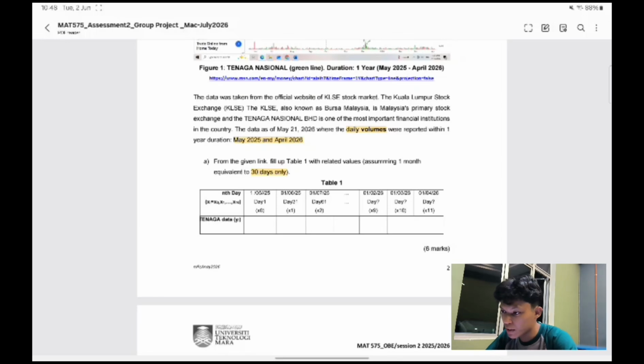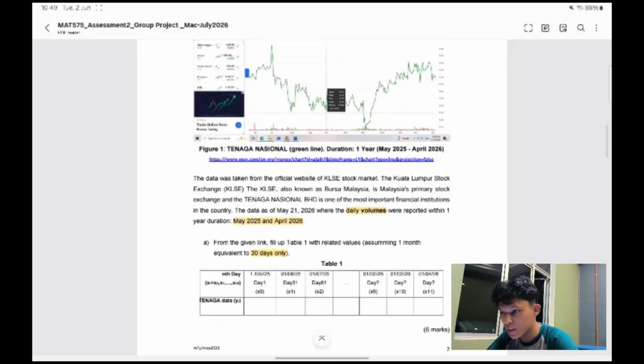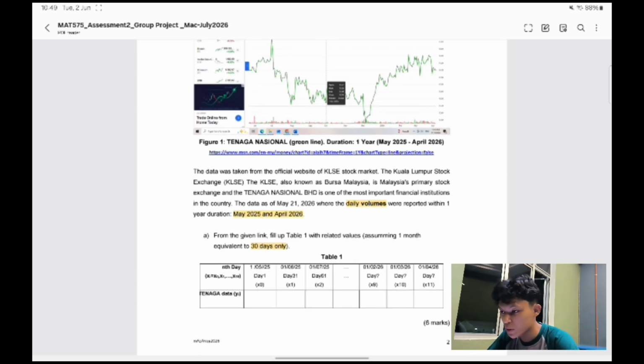My name is Muhammad Al Hakim and I will be presenting task 1, which focuses on the application of the quadratic Lagrange interpolating polynomial using Tenaga Nasional Berhad stock price data. The objective of this task is to estimate the stock price at specific dates that are not directly available in the given dataset. The stock price dataset was extracted from the MSN Finance website for the period from May 2025 to April 2026. Based on the instruction given, 1 month is assumed to be equivalent to 30 days, and the corresponding day indices were assigned accordingly.